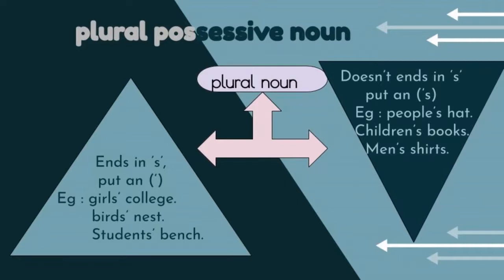And move to the third example. Students' bench. The plural noun is students. So that's why we put an apostrophe after the noun students.